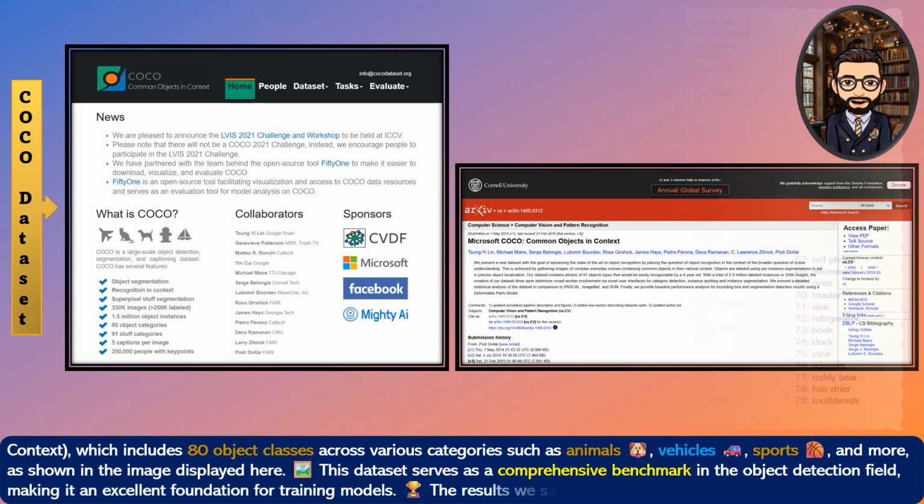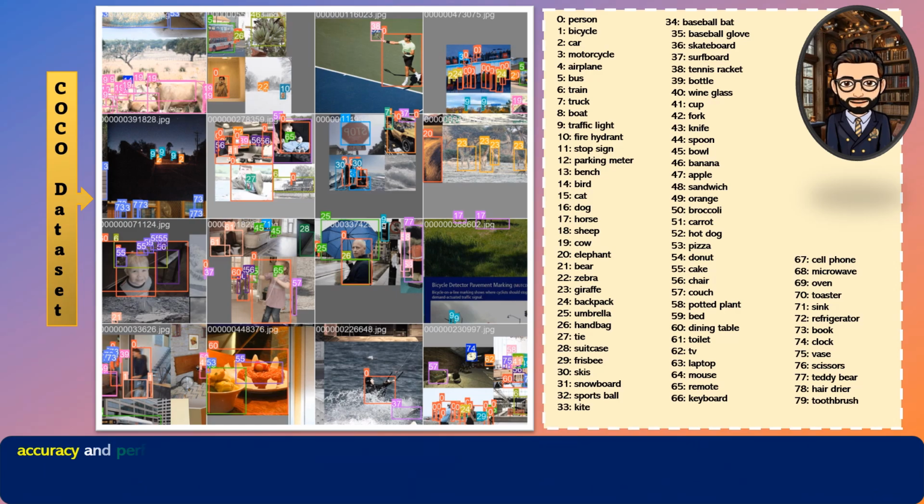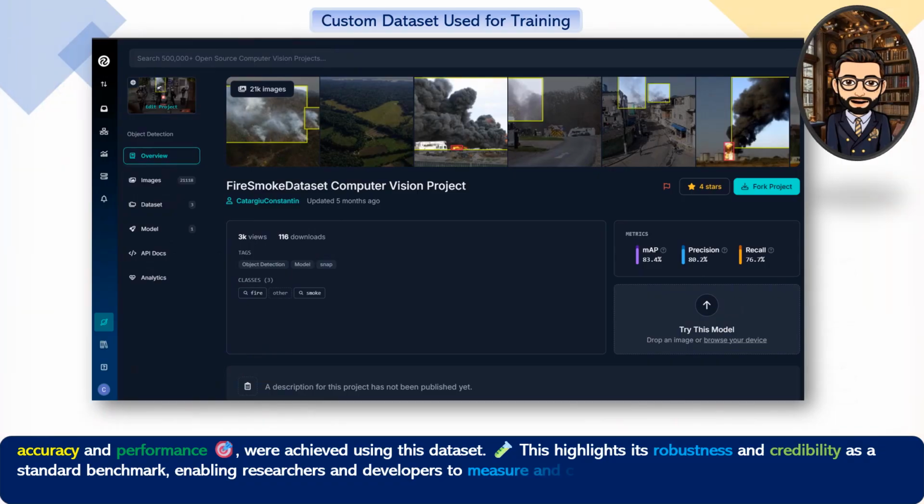The results we saw in the previous slide, showcasing the model's accuracy and performance, were achieved using this dataset. This highlights its robustness and credibility as a standard benchmark, enabling researchers and developers to measure and compare the effectiveness of different object detection models.